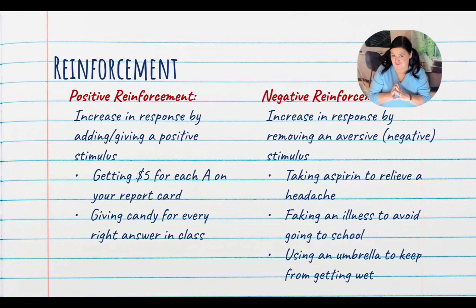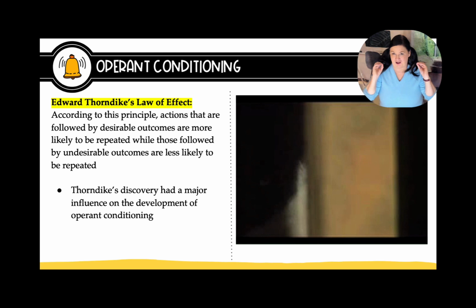A consequence can be positive because it's just the result of what happens after something that you just did, which is your response, okay? So that means the response is strengthened. The rat or the dog or the cat is incentivized to do whatever the thing is again, to get back that reward. And this is kind of what Thorndike was talking about with his law of effect. Actions that are followed by desirable outcomes are more likely to be repeated, while those followed by undesirable outcomes are less likely to be repeated.